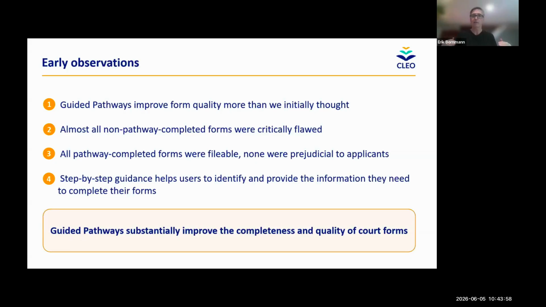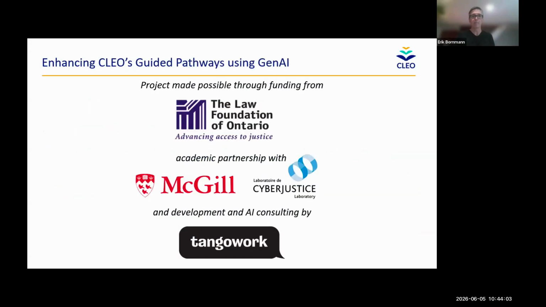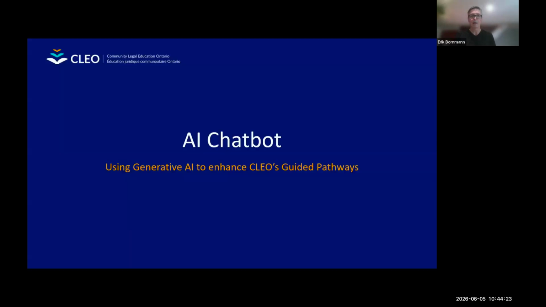And it's this foundation that we wanted to enhance using AI. And this work, it's funded by the Law Foundation of Ontario, has started, and we're in year 2, and we're working with McGill and the Montreal Cyber Justice Lab on evaluation, and a BC AI company, Tango Work, on development and AI strategy. And with that, I'm going to hand it over to Joanne to talk about the first part of that work.